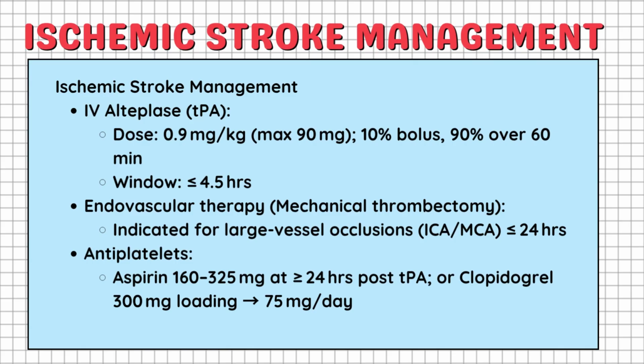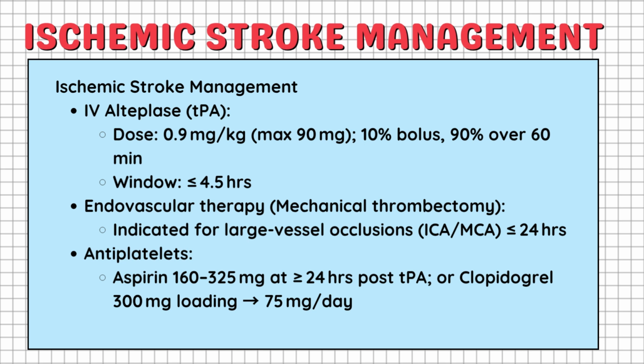The cornerstone of treatment is intravenous thrombolysis with alteplase, also known as TPA. It must be administered within 4.5 hours of symptom onset. The dose is 0.9 mg per kilogram, with a maximum of 90 mg. 10% is given as an initial bolus over 1 minute. The remaining 90% is infused over 60 minutes.